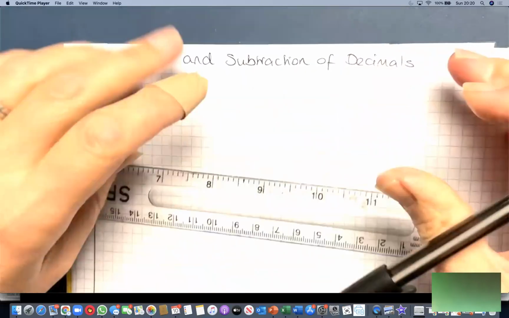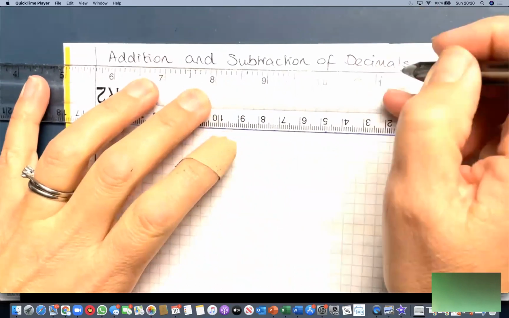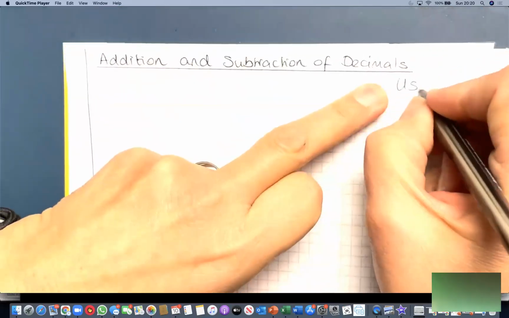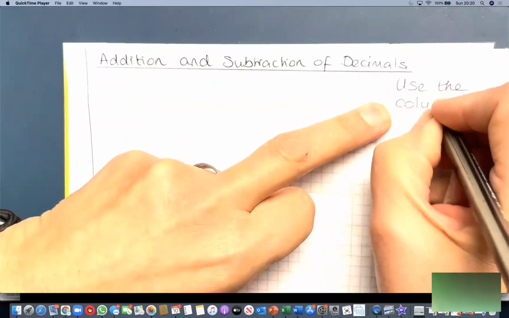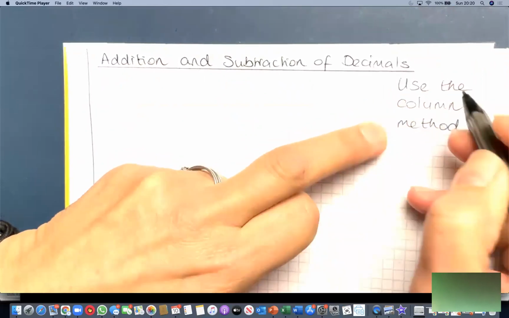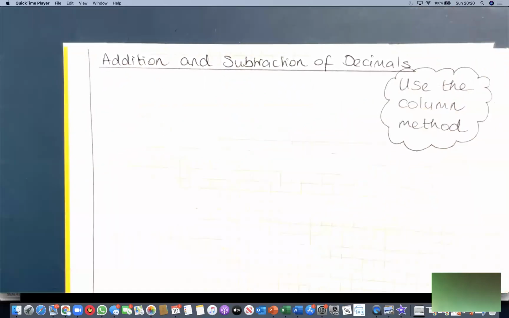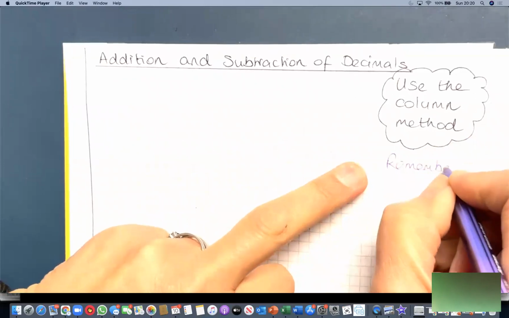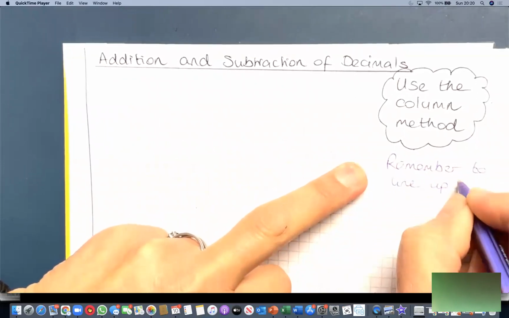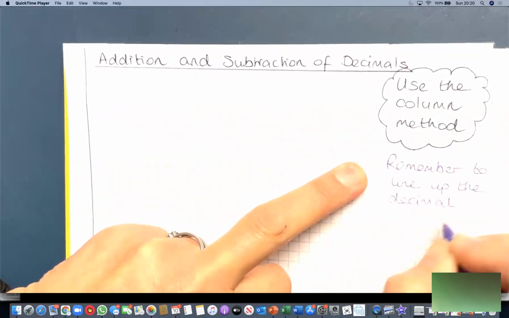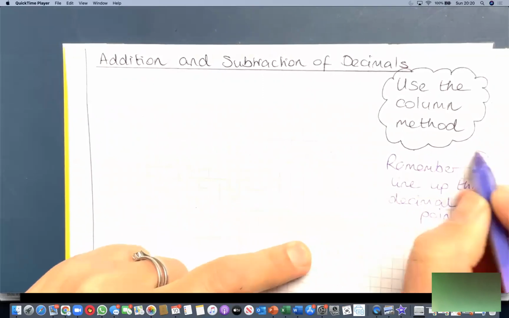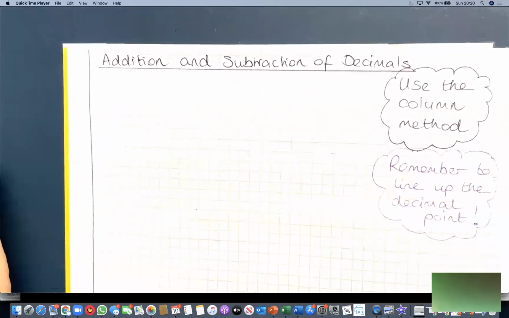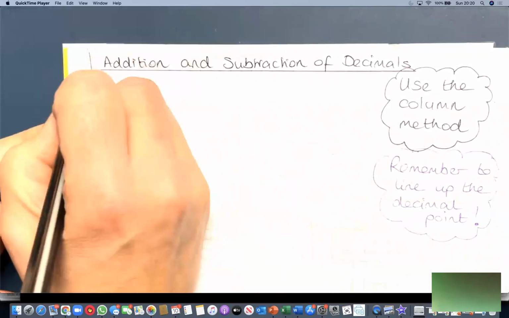Okay, now luckily, this is fairly straightforward. We use the column method exactly the same as if we were doing whole number or integer addition and subtraction. Okay, so we're going to use the column method. And the only thing really that we need to remember with this is to line up your decimal points. So remember to line up the decimal points. That is the most important thing to remember when adding and subtracting decimals. So let's do a couple of examples now.